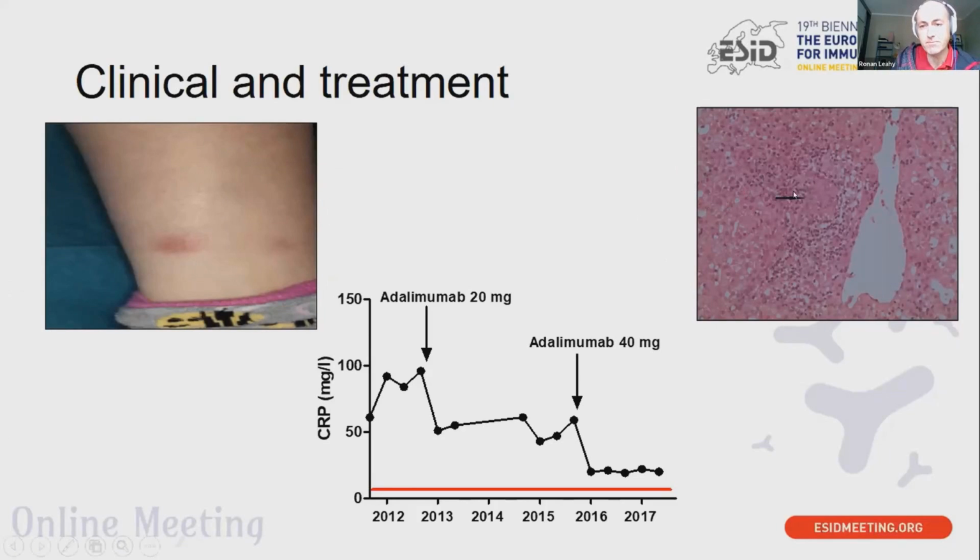Ultimately, we tried a combination of different treatments, but finally got a good clinical and biochemical response to adalimumab. You can see here in the panel that she got a dose-dependent response to adalimumab, and she's still on this treatment subcutaneously once a week.